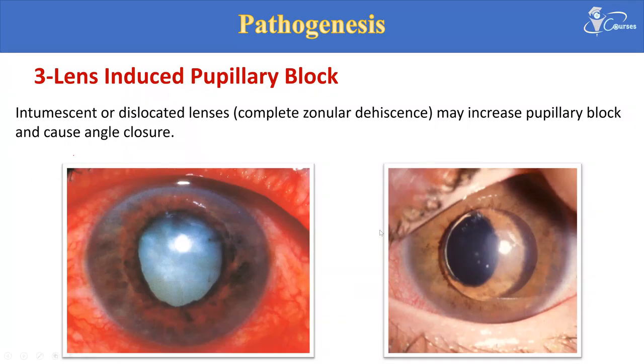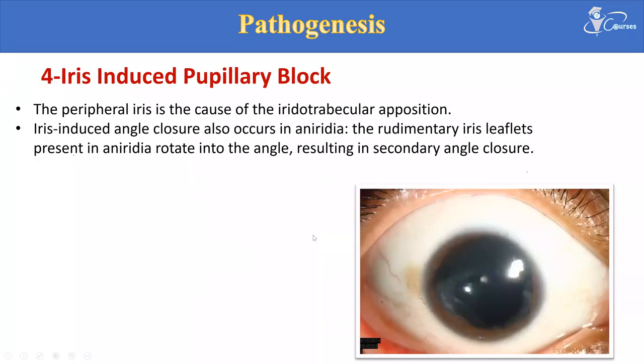The fourth mechanism is that the angle block is caused by the iris itself, or the iris-induced pupillary block. How does this happen? How could a pupillary block happen with the iris? This happens in cases of aniridia. In most cases of aniridia, the misconception is that they don't have an iris at all. But actually, on most occasions, they will have a rudimentary iris.